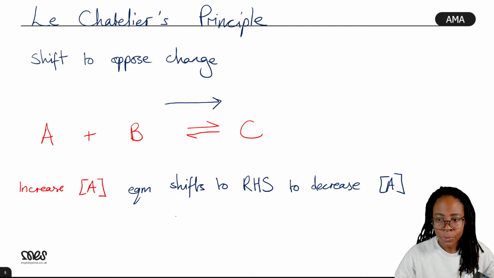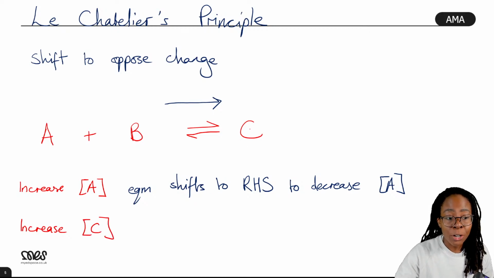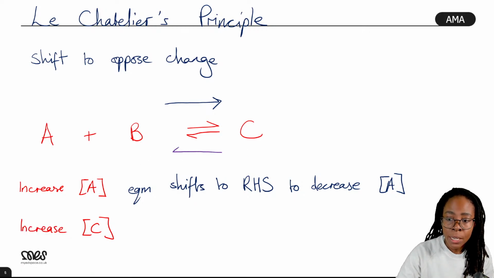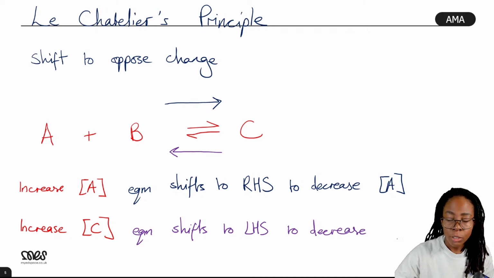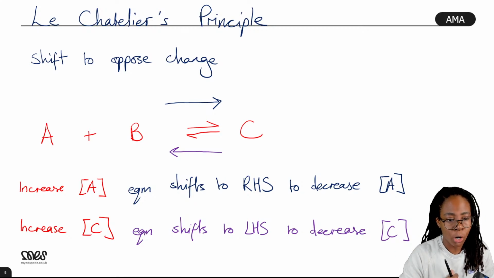Okay, Connor, are you still with me? Let's try one more example. Same equation. This time, if we were to increase the concentration of C, then in order to try and bring that concentration back down again, the equilibrium is going to shift in the direction that uses C up to make more A and B. So the equilibrium will shift to the left-hand side to decrease the concentration of C. So the equilibrium shifts in whichever direction is going to oppose whatever change we put on it.